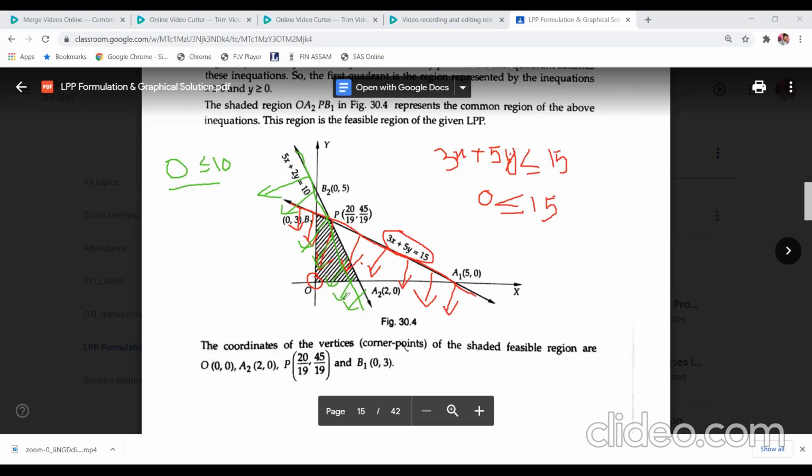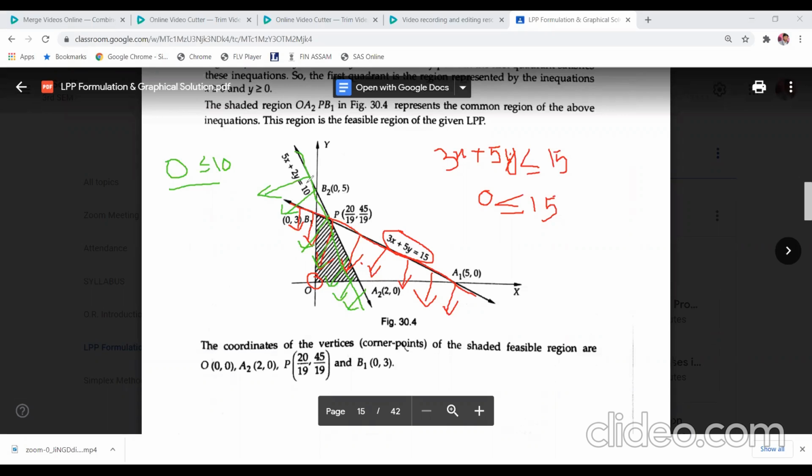So we have drawn all the lines, all the 4 lines. x equal to 0 means the y axis and y equal to 0 means the x axis, and the 2 other lines. So all lines I have drawn. Now the next step is we need to find the common region. We have drawn the regions for both the lines, and from there you need to find the common region.